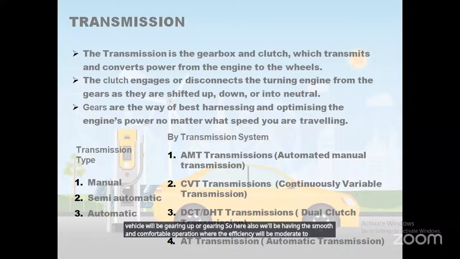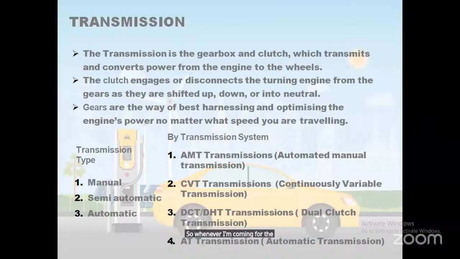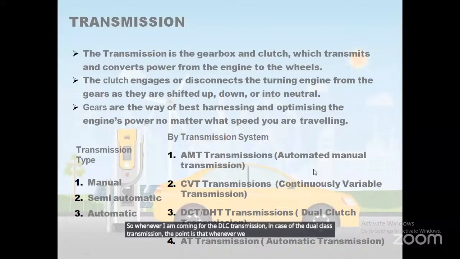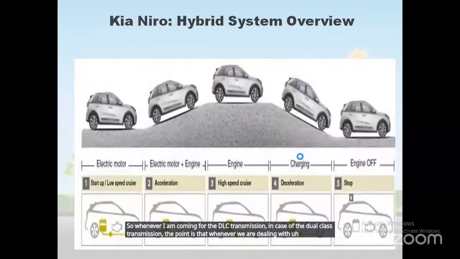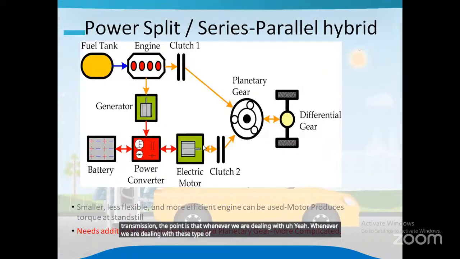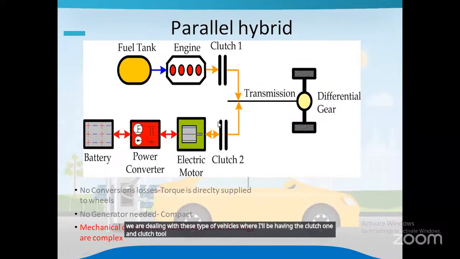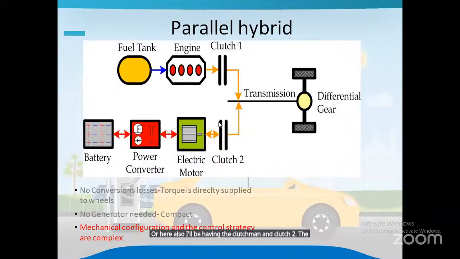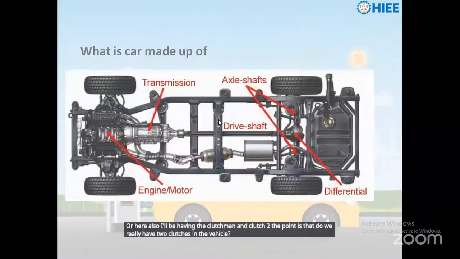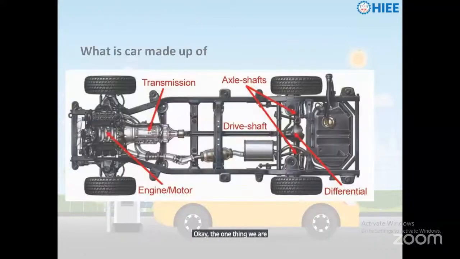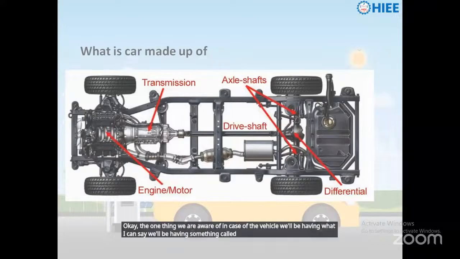Now, one last type of transmission is dual clutch transmission. In the case of the dual clutch transmission, whenever we are dealing with these types of vehicles, I'll be having clutch one and clutch two. The point is, do we really have two clutches in the vehicle? One thing we are aware of in the case of the vehicle is that we'll be having something called our clutch, brake and acceleration, if I'm not wrong. Do we really have two clutches? Because it is showing two clutches here.